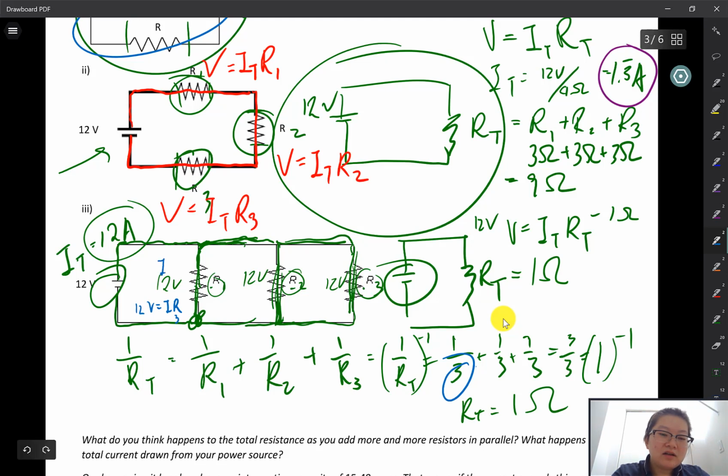Our current here is going to be equal to 4 amps. And since the resistor here is the same, this is also going to be 4 amps. This is also going to be 4 amps. And hey, if you add 4 amps plus 4 amps plus 4 amps, once they come back to the battery, it's a total of 12 amps. Which makes sense. It's a good way to check your answer at the end.